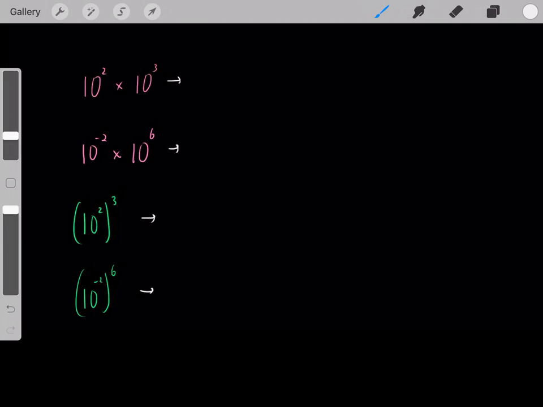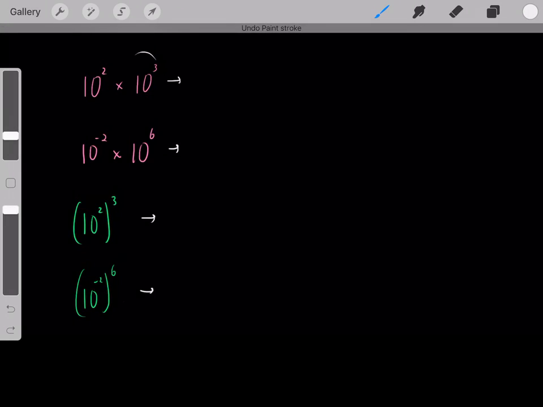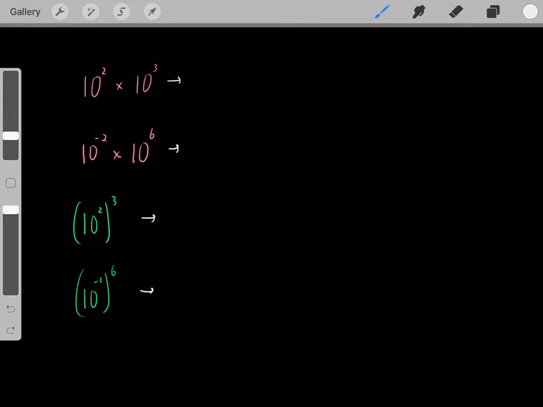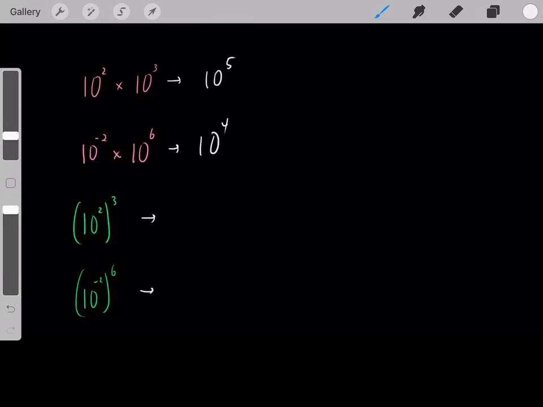So again, when we have these exponents that we're multiplying together, we add these exponents. As we did in the beginning of the video, we know this equals 10 to the 5. And what about this? We know we add these exponents, so this is equal to 10 to the 4.